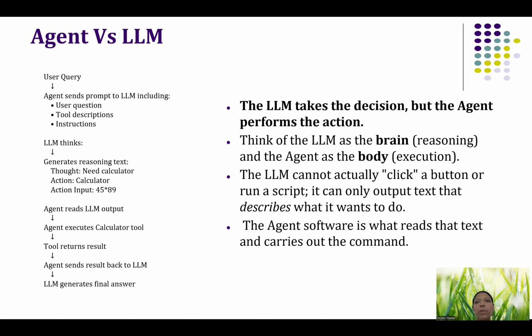Now the LLM generates the human-like answer. So the LLM is always taking the decision, but the agent performs the actions. The LLM is like a brain and the agent is like a body. The brain thinks, and who does all the activities? Hand, mouth, leg, all those things. So execution is done by the agent. The LLM cannot directly click a button or run a script. All this can be done by the agent.